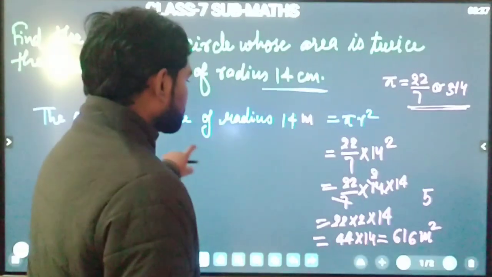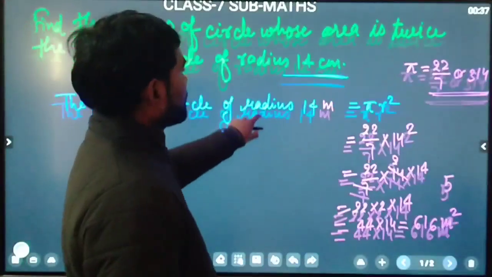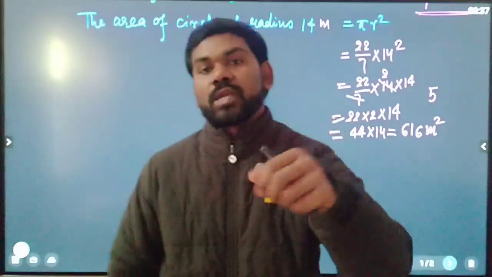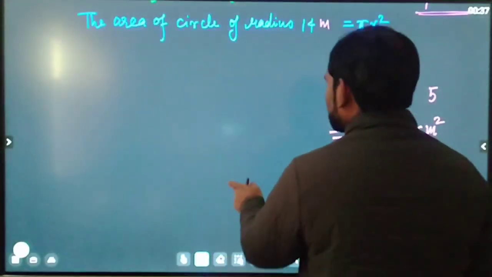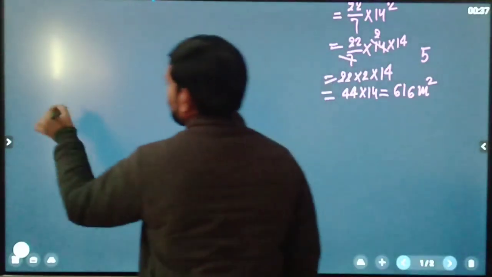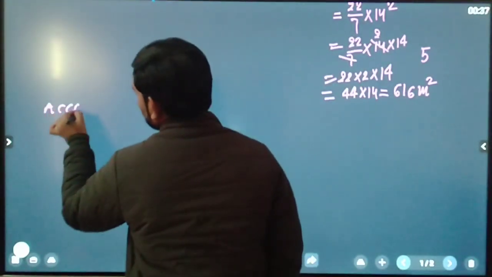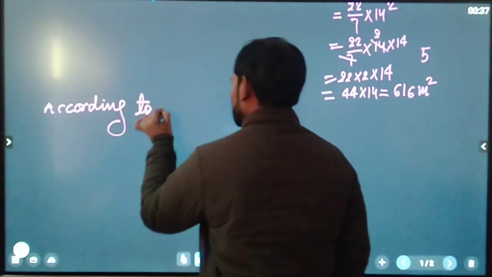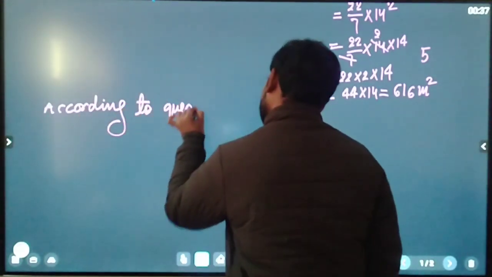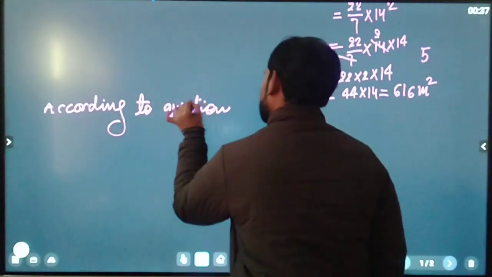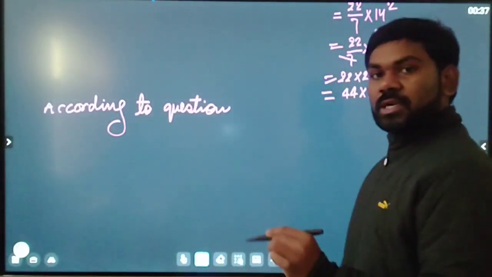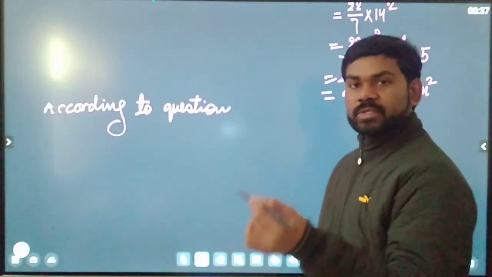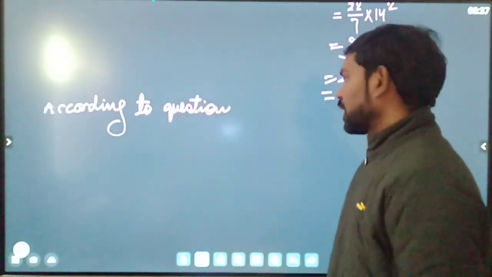Now let's find the relation with the area of the circle whose radius is not given, but the condition is given. So here we write, according to the question, that we have to find the radius of the circle whose area is twice the area of another circle.